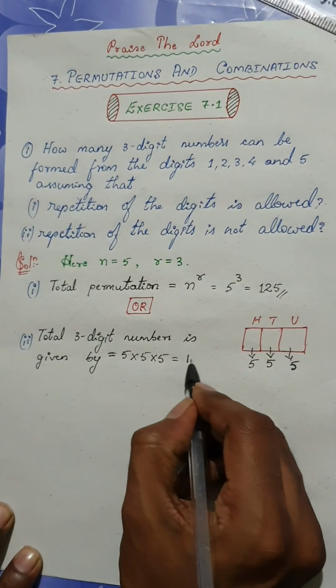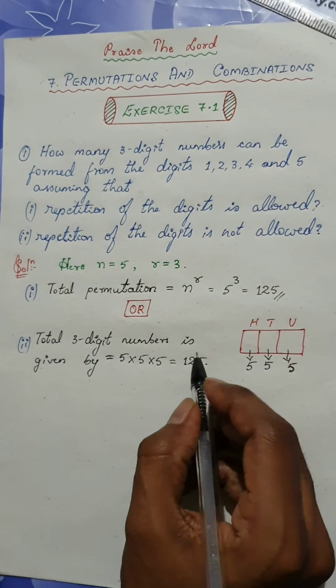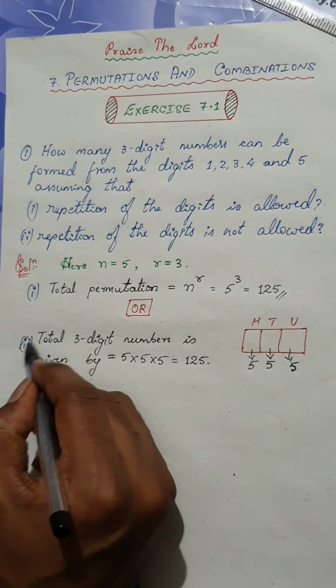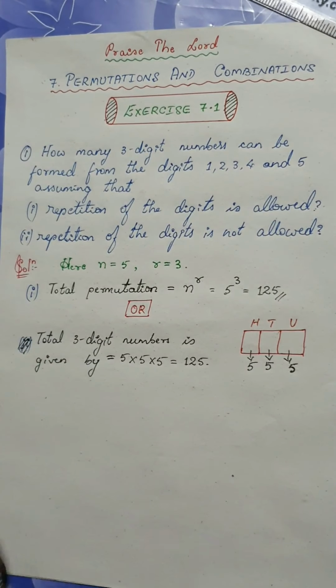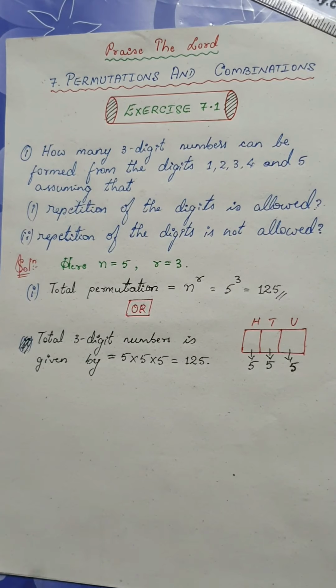That is nothing but 125. So this is when repetitions are allowed. This is the same condition solved by a different method. Now let us take the second condition, where repetitions are not allowed.